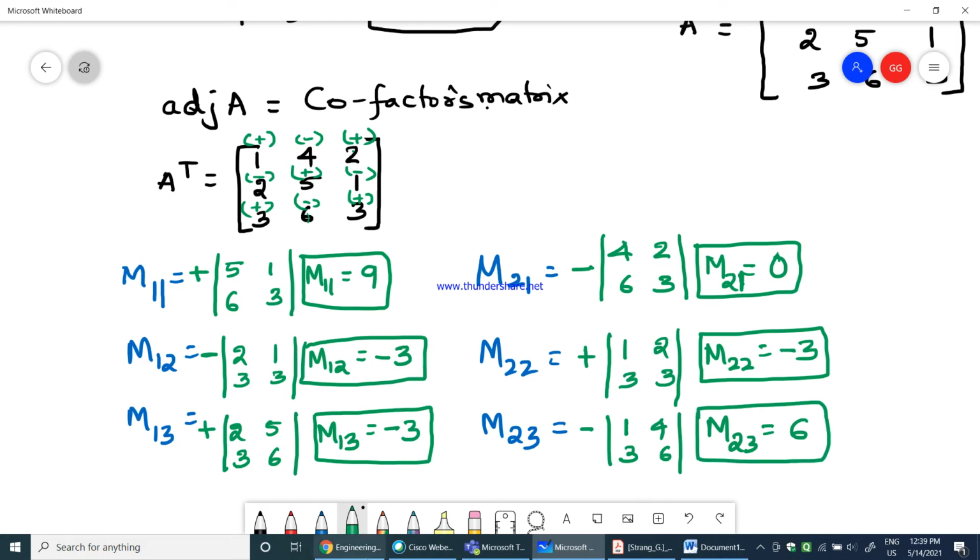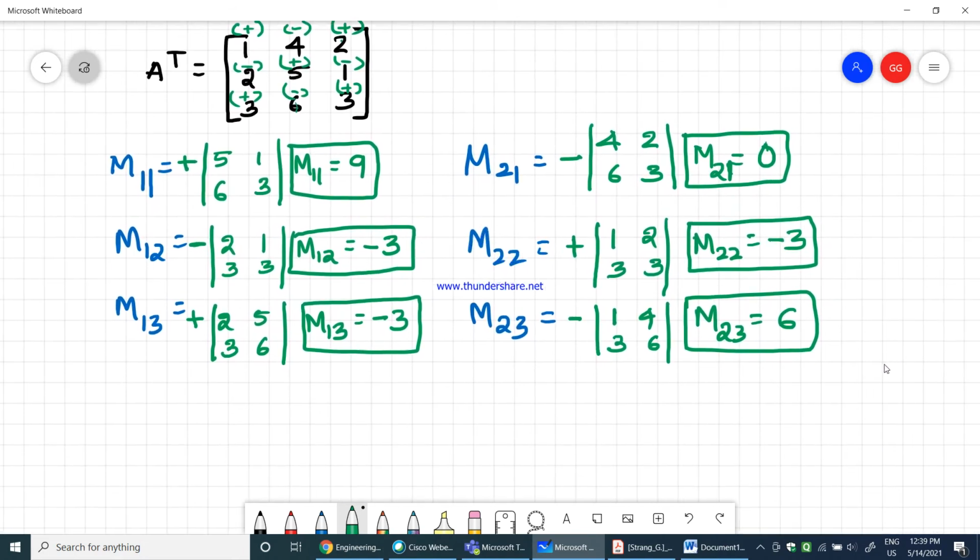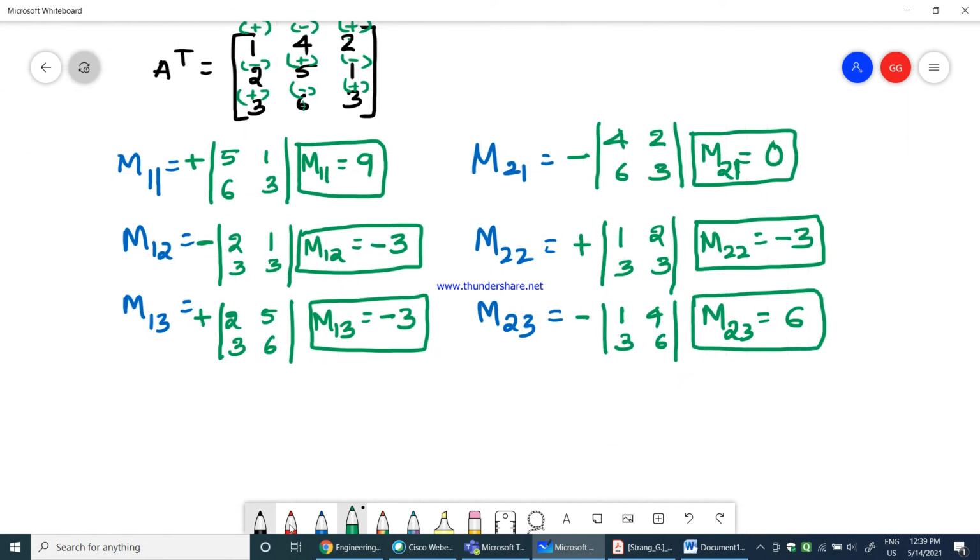Okay. Now we will go with finding out the last 3 elements based on the third row, which is M31, then M32, then M33. Now M31 is plus of, okay, so plus of this 3 if you take that column and that row, 4 2 5 1, where M31 will now be equal to what? 4 minus 10, which is minus 6.